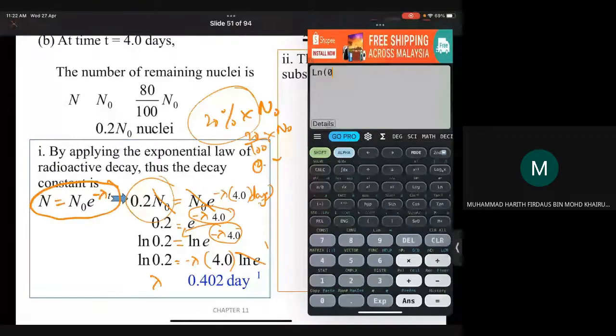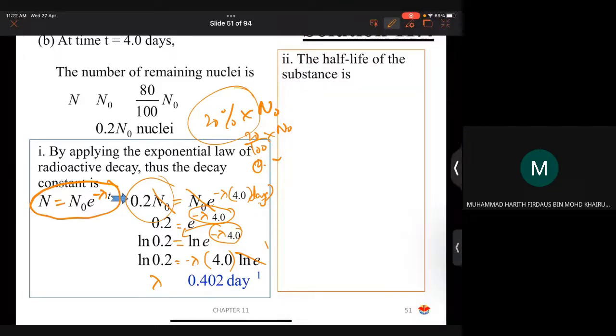Ln 0.2, saya akan dapat negatif. Saya bahagi 4, jadi saya akan dapat negatif 0.4, betul lah. Negatif cancel, tapi jawapan saya adalah dalam days. Sebab apa dalam days? Sebab saya tak tukar. So that's why jawapan saya dalam days.